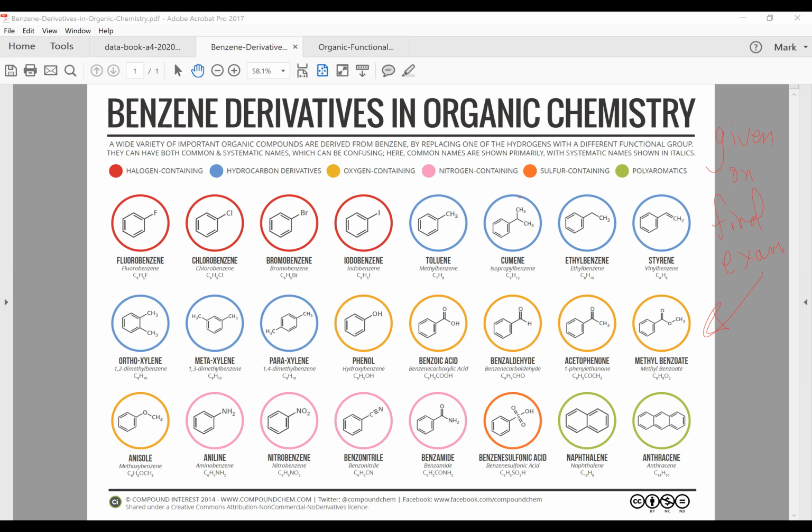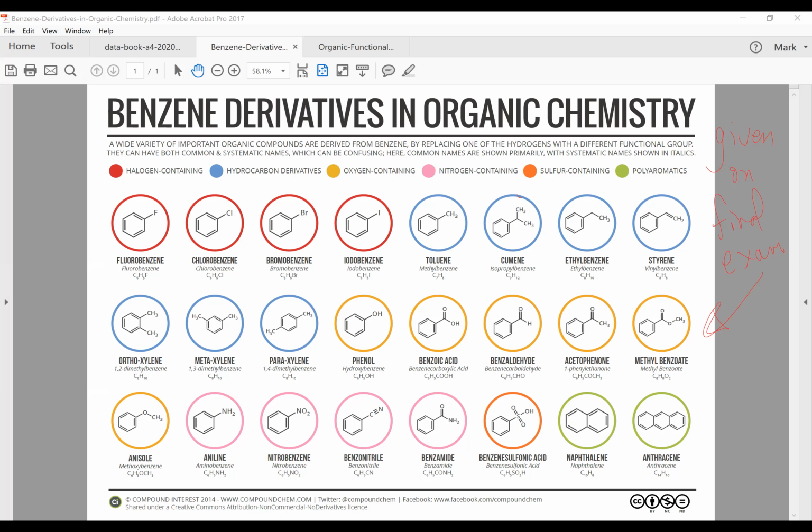Okay, let's look at some more complicated derivatives, the oxygen-based derivatives. These are definitely good to know. We have phenol. The IUPAC name would be hydroxybenzene, but most people call this phenol. We have benzoic acid. So this is a carboxylic acid attached to a benzene ring. So this would be benzoic acid, or systematically, you could call this benzene carboxylic acid.